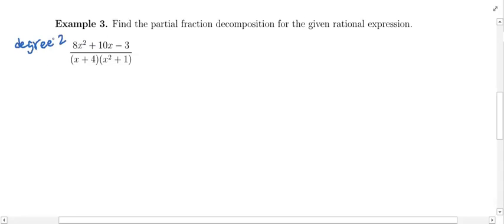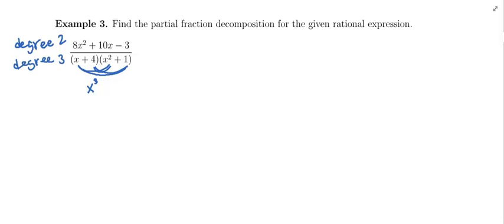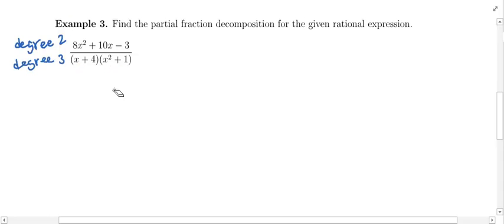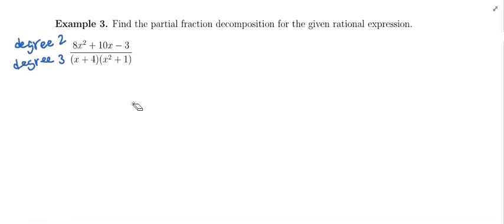And then the bottom, if you were to FOIL this out, you would get x squared times x. That's going to give you an x cubed. And then this will be x plus 4x squared plus 4. And so the highest power of x is going to be 3. So the bottom is degree 3. We do have this situation where the degree of the numerator is less than the degree of the denominator. So this is going to fall into one of the cases. We have to talk about which case this is.